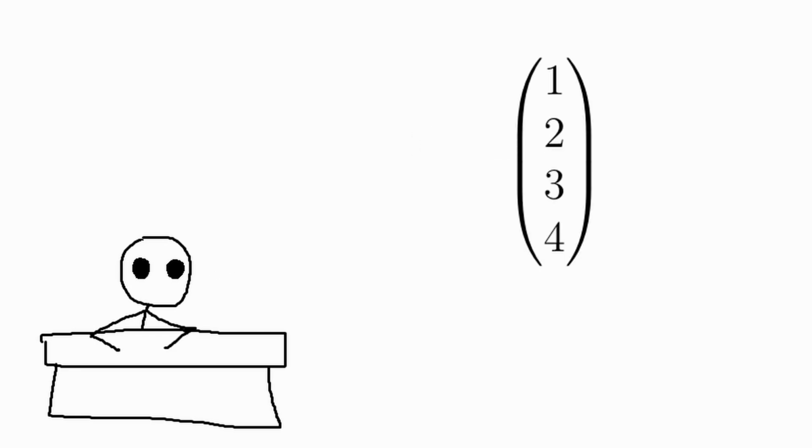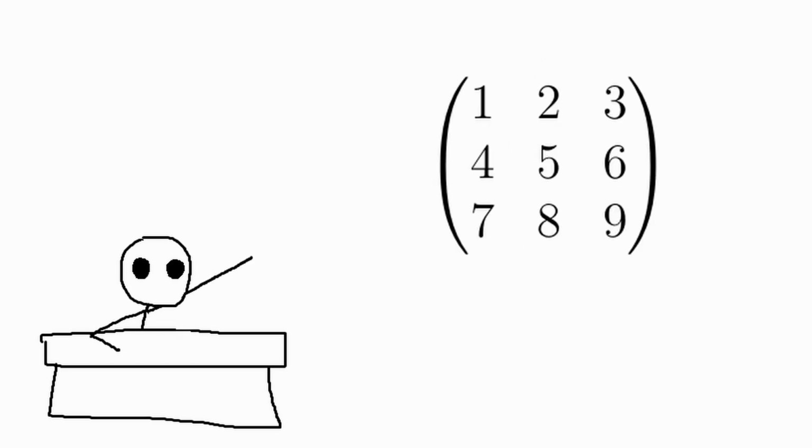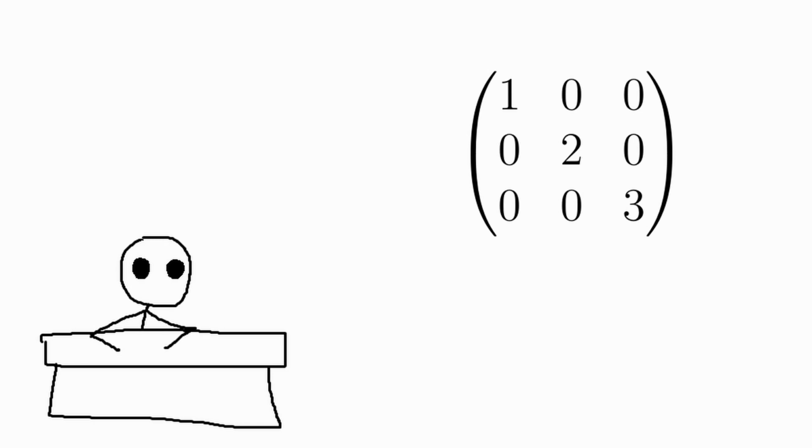The last thing to go over are some important types of matrices. A row matrix has one row, a column matrix has one column, a zero matrix has all zeros, and a square matrix has an equal amount of rows and columns. Finally, there are some special types of square matrices to know. A diagonal matrix has all entries not on the main diagonal equal to 0.